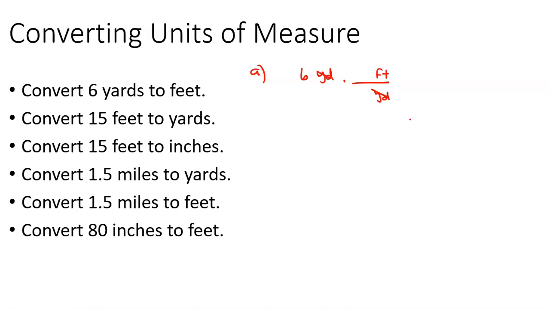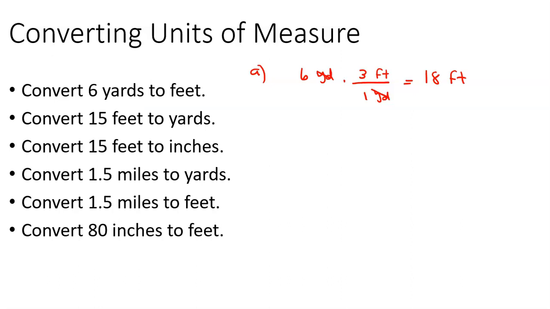Now, the question is, which way does it go? Well, there's 3 feet in 1 yard, so I'm going to put the 3 up here. I'm going to put the 1 down there. 3 feet in the yard. Now multiply 6 times 3, and I get 18. And my units are feet because you notice that I canceled the yards out. You can think of it this way, too. Yards is a much bigger unit of measure. Feet is a smaller unit of measure.